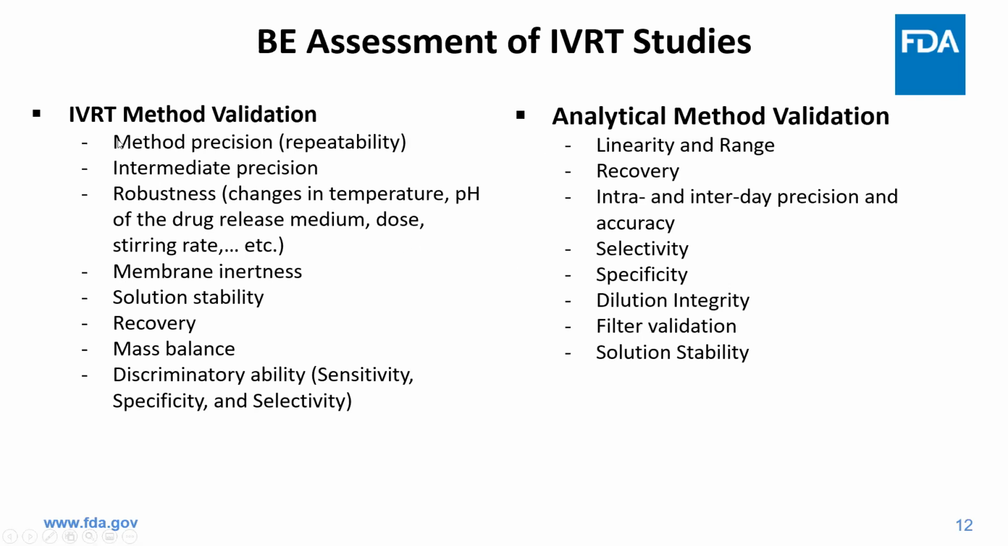For the IVRT method validation, we look into the method precision, repeatability, intermediate precision, and robustness. That would include intentional changes in the temperature, pH of the drug release medium, dose, and stirring rate, among other parameters. We look at the membrane inertness and solution stability during the IVRT study, as well as the recovery, mass balance, and discriminatory ability of the IVRT method. When it comes to the analytical method, such as HPLC or UPLC, we look into parameters for method validation such as linearity, recovery, intra- and inter-day precision, accuracy, selectivity, specificity, solution integrity, filter validation, and solution stability.